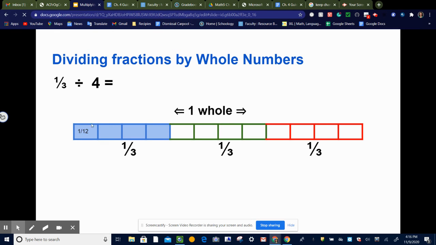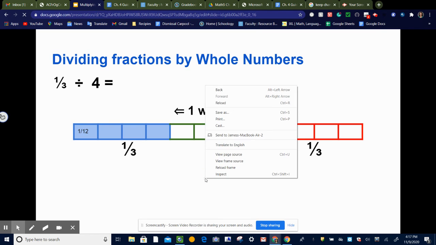So I've shaded 1/3 of the whole, and if we divide it into 4 parts, each of those parts is one of these little squares, and one of these little squares represents 1/12 of the whole, because there's 1, 2, 3, 4, 5, 6, 7, 8, 9, 10, 11, 12. So that means that 1/3, which is represented by this blue shaded part, divided into 4 parts. Here's the 4 parts. Each of those parts is 1/12 of the whole.